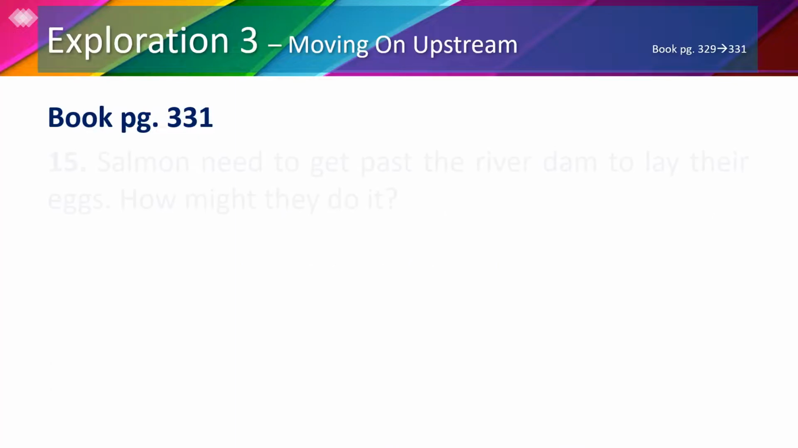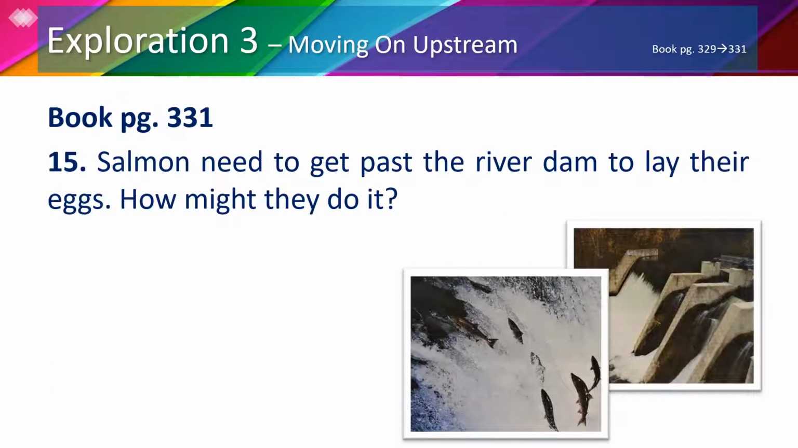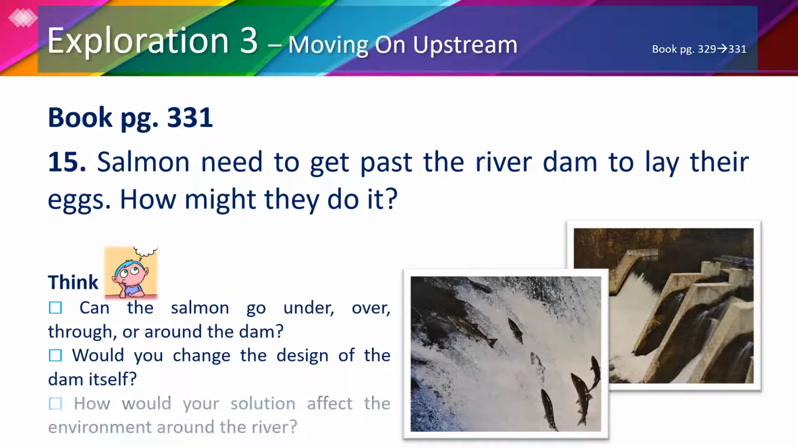On the same page, number 15, salmon need to get past the river dam to lay their eggs. How might they do it? Think, can the salmon go under, over, through, or around the dam? Would you change the design of the dam itself? How would your solution affect the environment around the river?